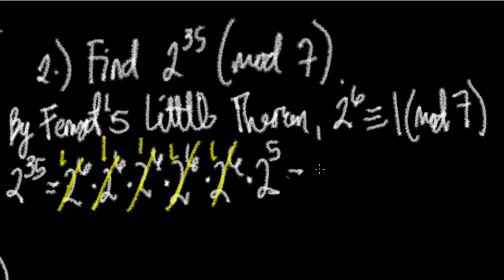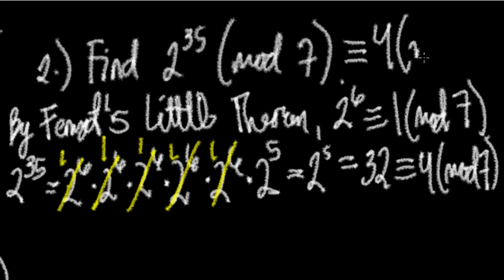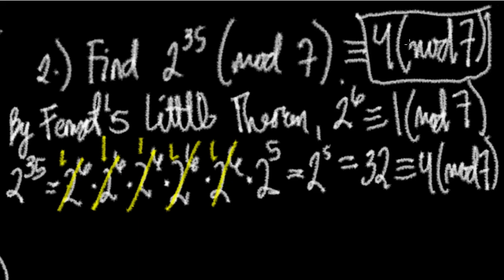So 2 raised to 5 is equal to 32. And 32, in the mod 7 environment, we have 28, and the remainder is 4. So therefore the answer is 4 mod 7. Therefore 2 raised to 35 is congruent to 4 mod 7. It's actually just 4.